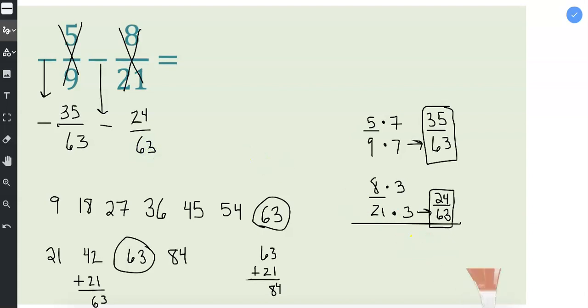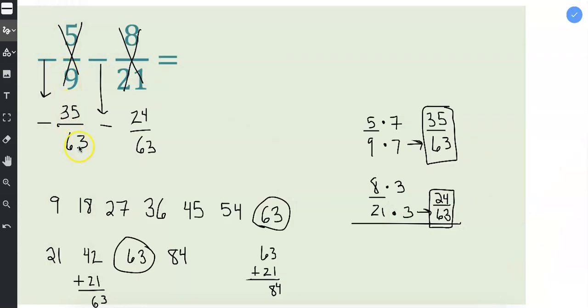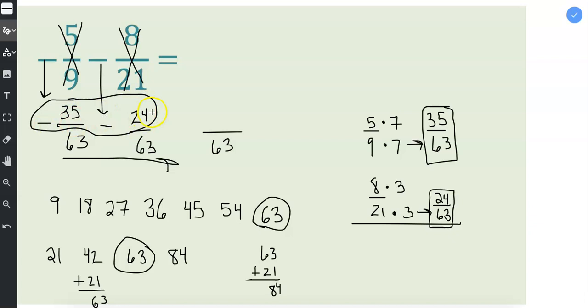And like we showed in this anchor chart, our notes, we're just going to keep the same denominator. So once the denominators are the same, they're both 63, you can just bring the denominator over. And then the real work is going to be when we're combining the numerators. If it helps you, maybe you want to write out the problem up above. This says negative 35 minus 24.